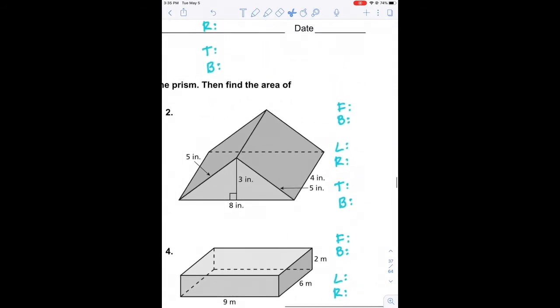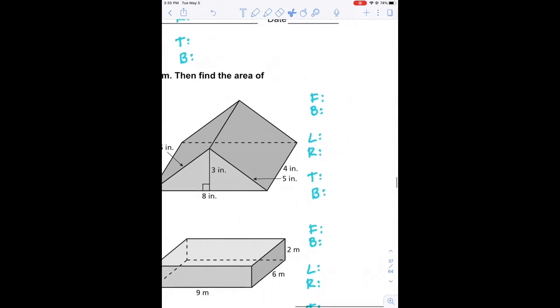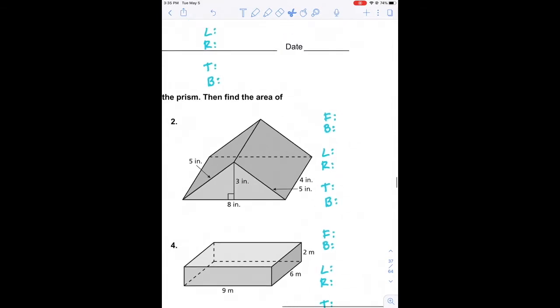So I think for each of these problems, I'm going to have you try it on your own, pause the video, and then come back to have me go over it. So let's start with number 2. Try it, pause the video, come back when you're ready for me to go over it. All right, hopefully you're ready.